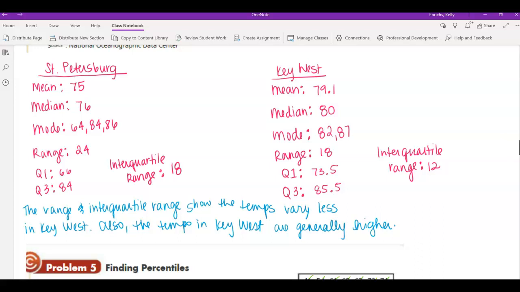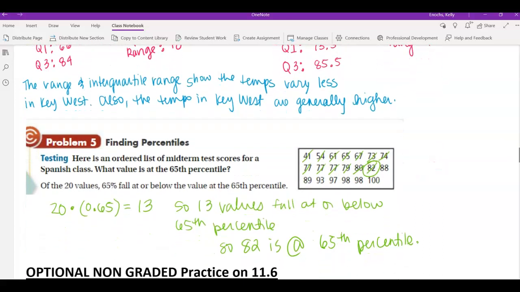All right. Last up, let's talk about finding percentiles. They want to know which value is at the 65th percentile. So first we have to find out how many data points are at the 65th percentile. I count through my list and I find out there's 20 data points. So I need to find out which percentage is the 65th percentile. So I do 20 times 0.65. Remember, that's a percent changed to a decimal. And I find out the number there is 13.